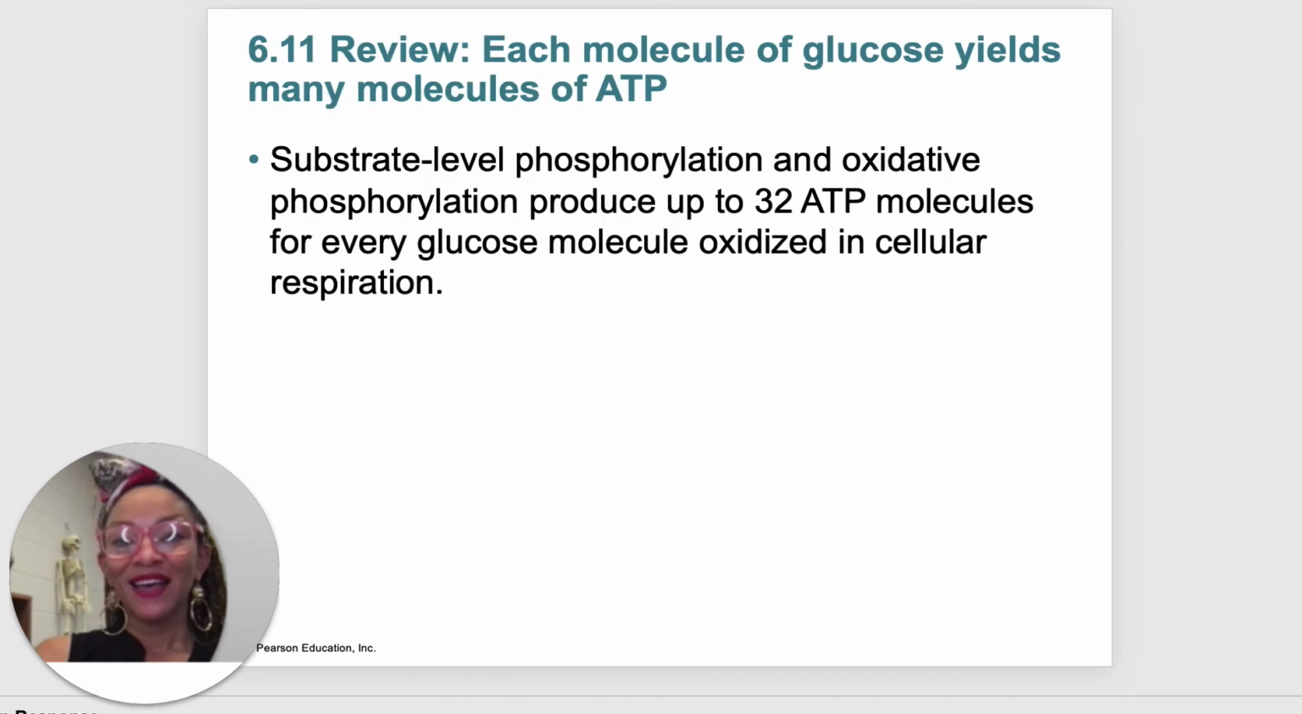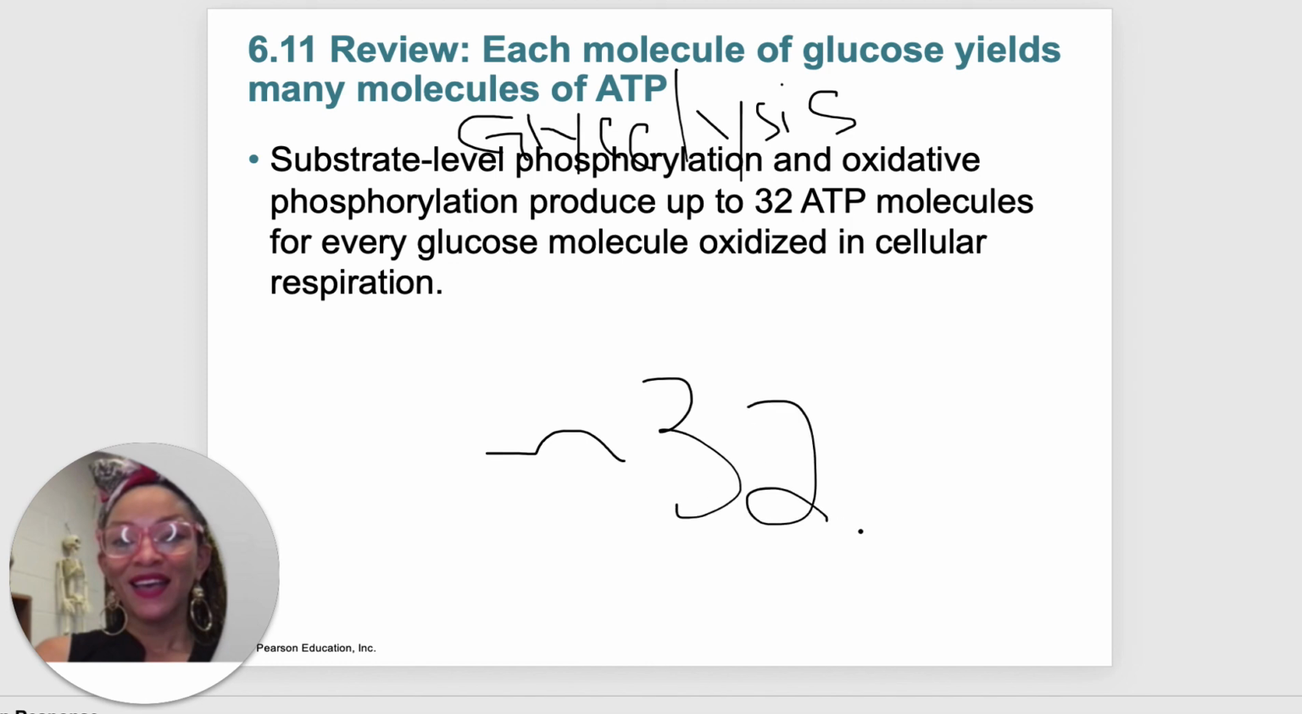Okay, so all in all, for a whole review, substrate level phosphorylation that occurs during glycolysis, plus oxidative phosphorylation produces about 32 ATP per every 1 glucose molecule during cellular respiration.